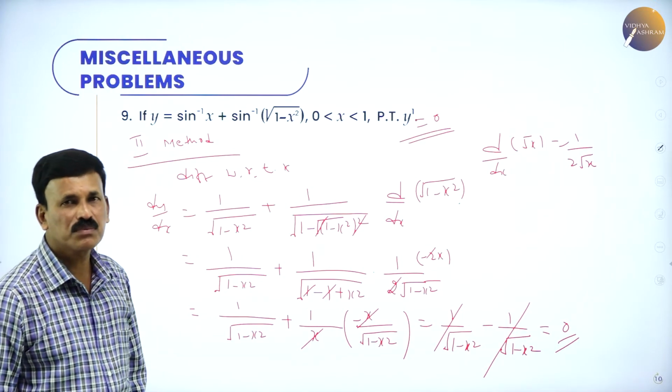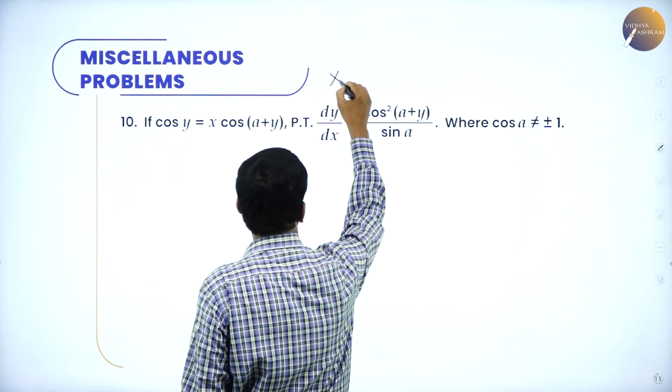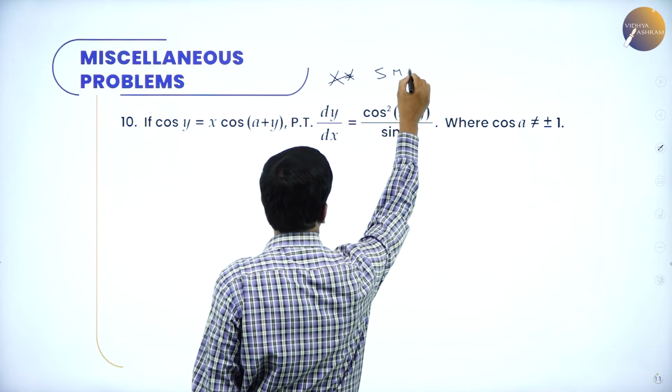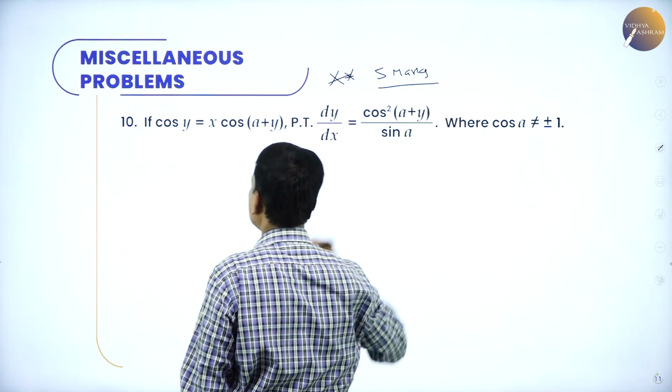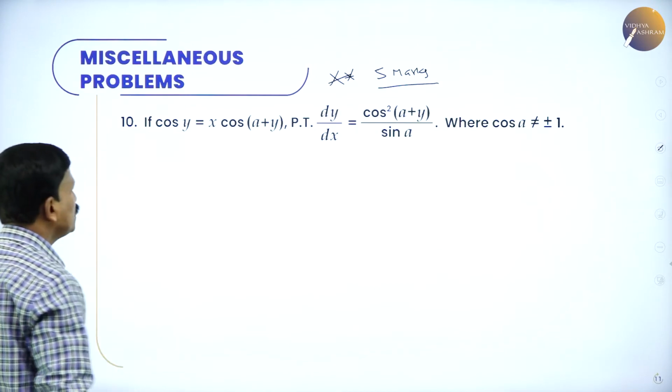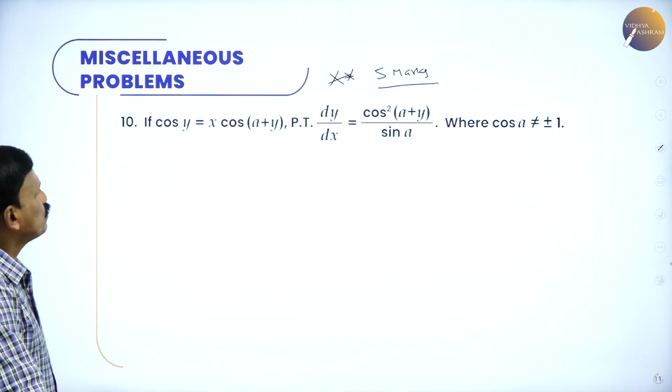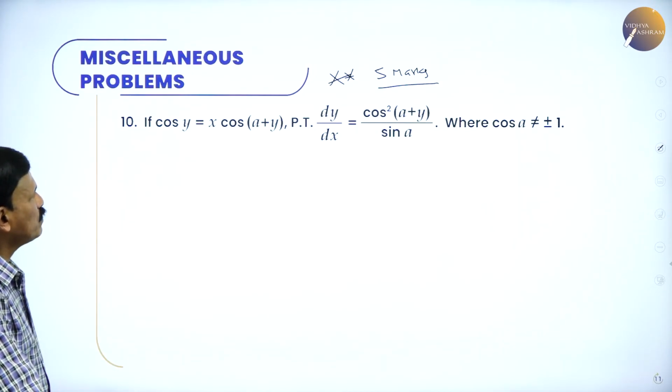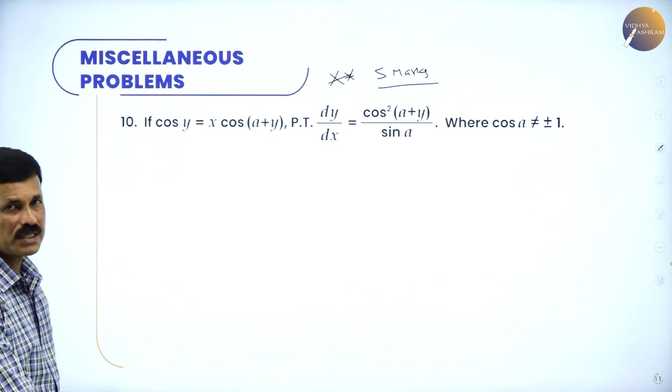Now let us come to the next problem. This is very important problem for 5 marks. Again, this is 5 mark question. What is given? If cos y is equal to x into cos of a plus y, prove that dy by dx is equal to cos square a plus y divided by sin a, where cos of a is not equal to plus or minus 1.